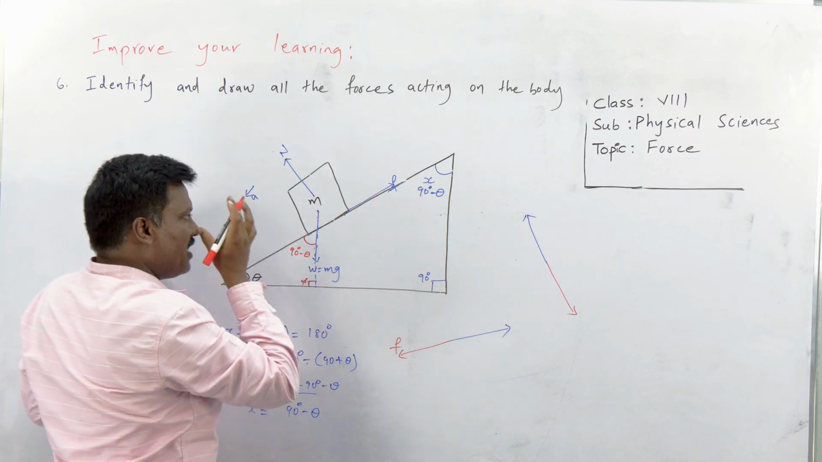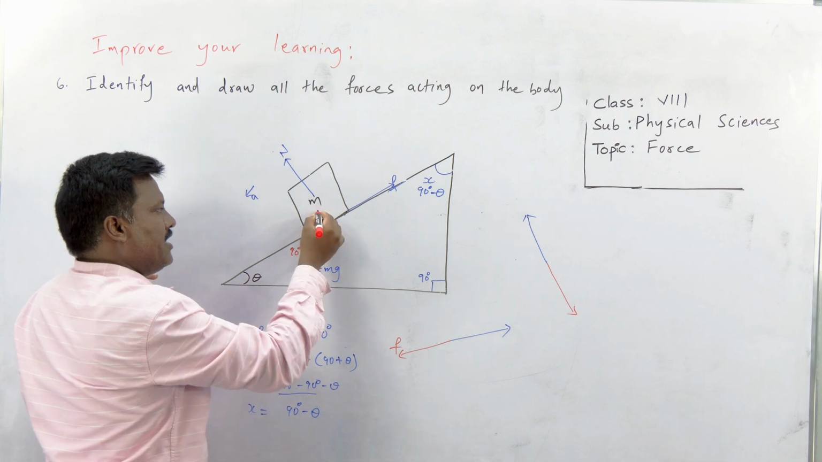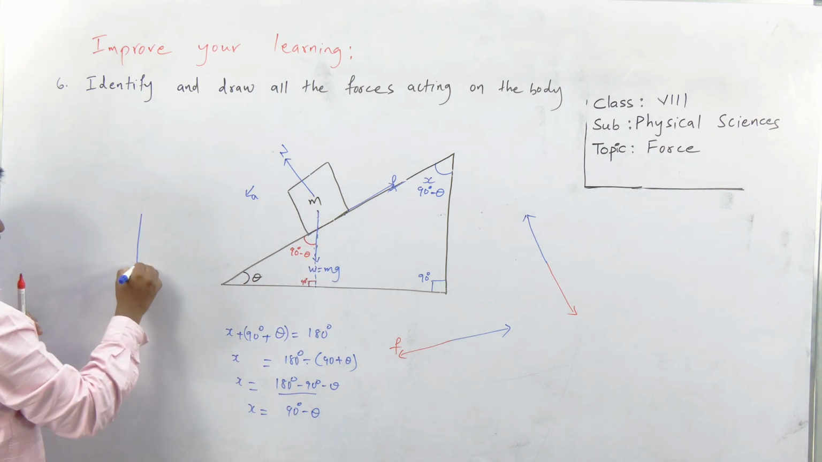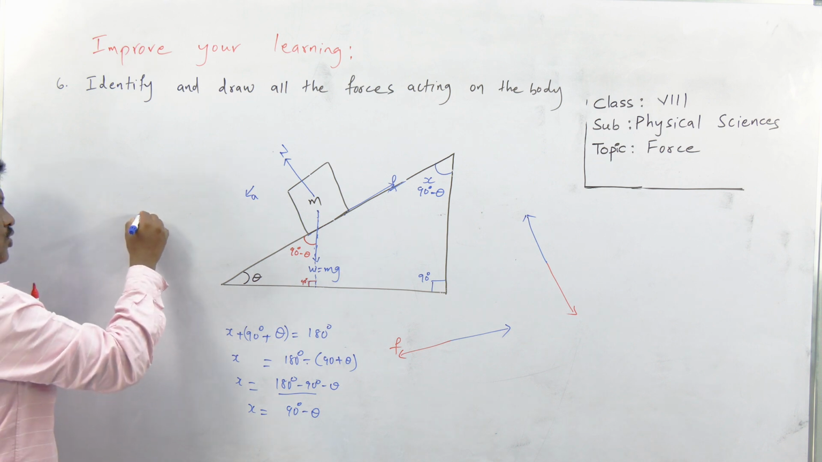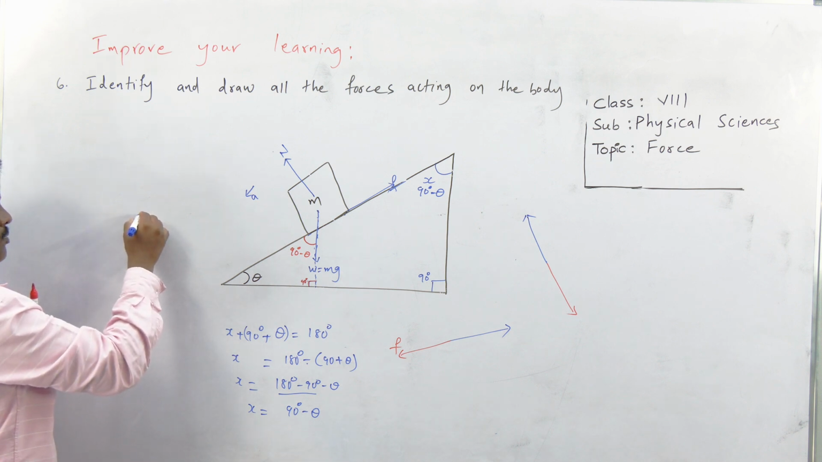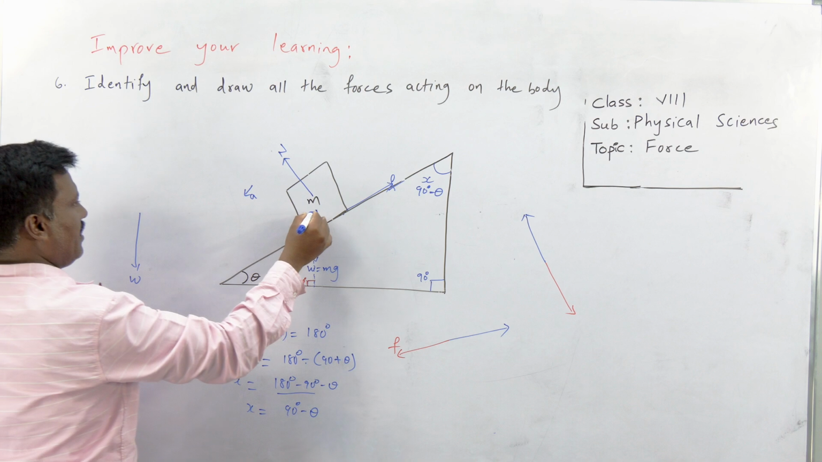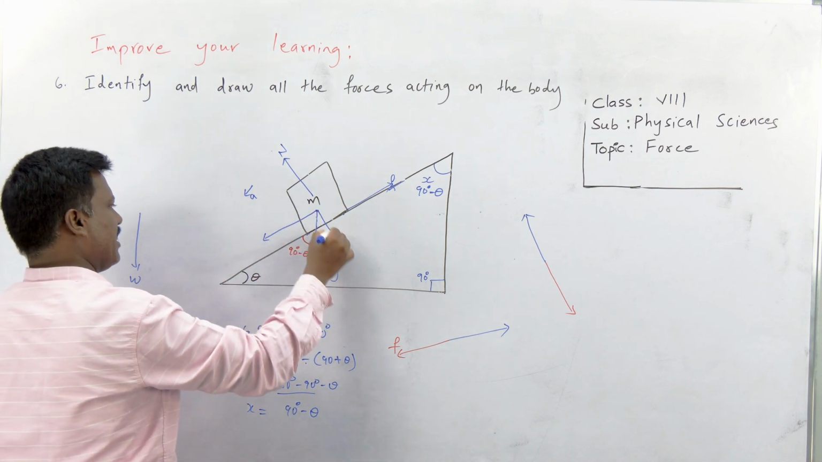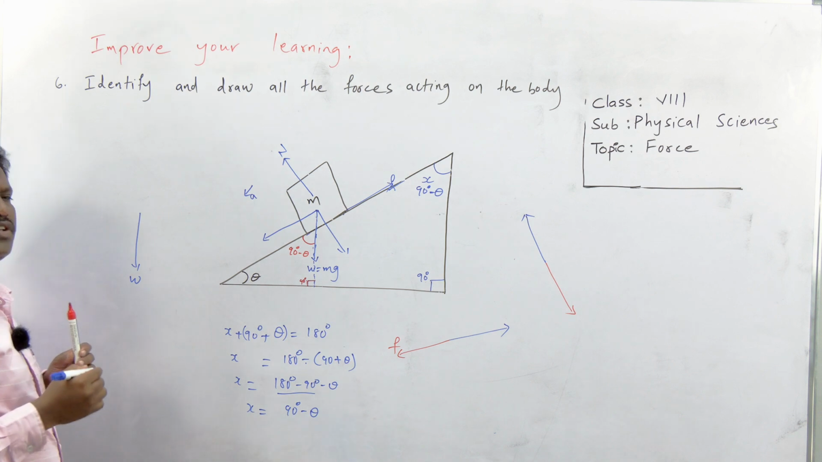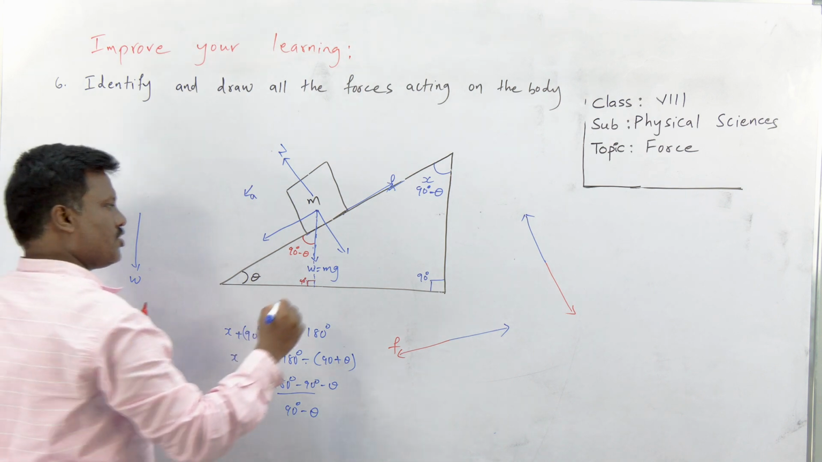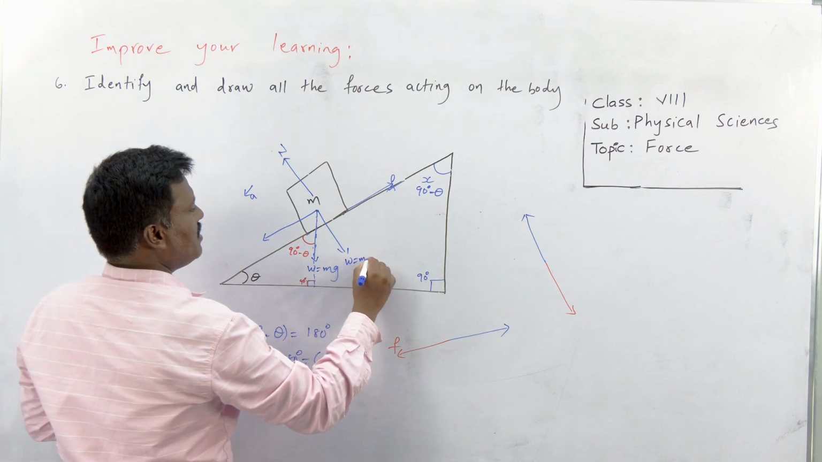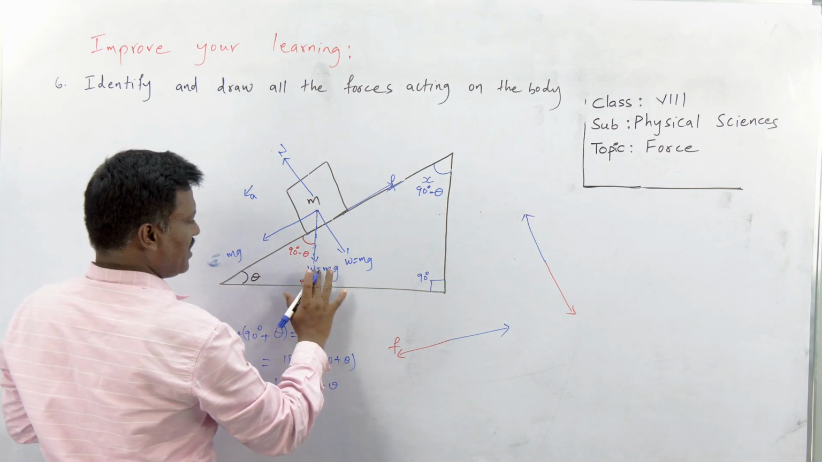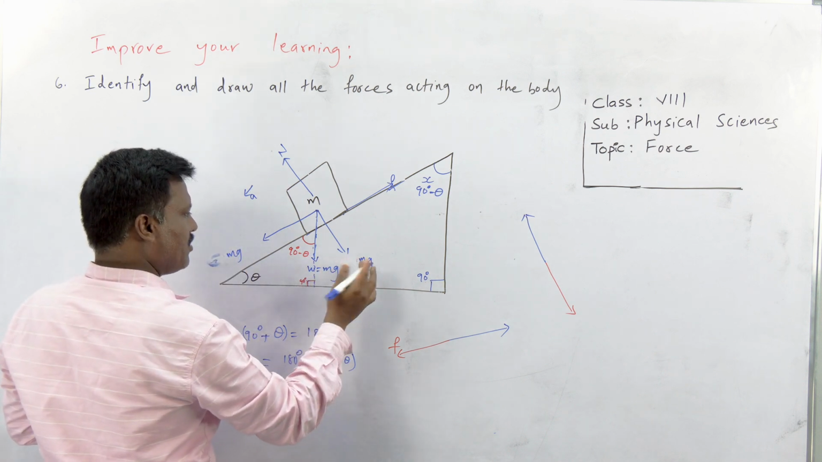Now see, this is the gravitational force which is acting in the downward direction. I am going to divide this into two components. This is one component, called the horizontal component, and this is called the vertical component. This is called resolution of vectors. Here also we get W is equal to mg.